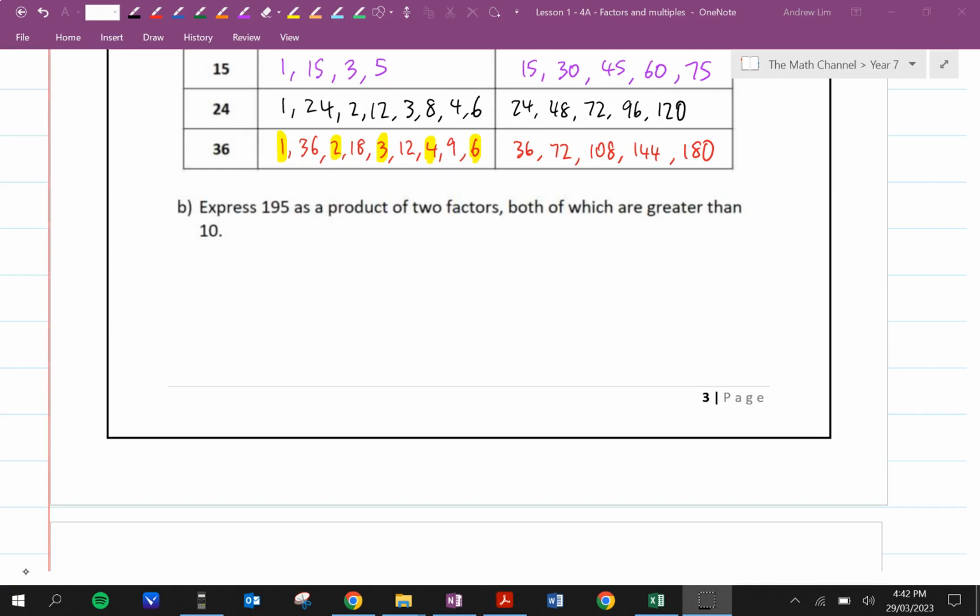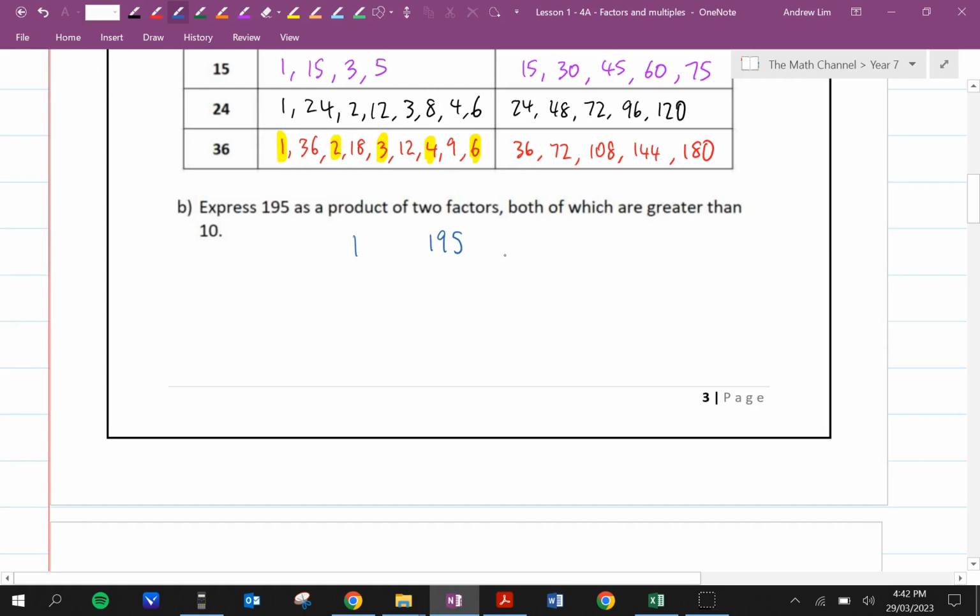Okay, so I hope you had a go with this one. The answer is 13 and 15, but let me show you how I would do it. I would do 1 and 195, because I know 1 times 195 will give us 195. But both of them need to be greater than 10 and one isn't. So I'm thinking to myself, what number can I divide 195 by?